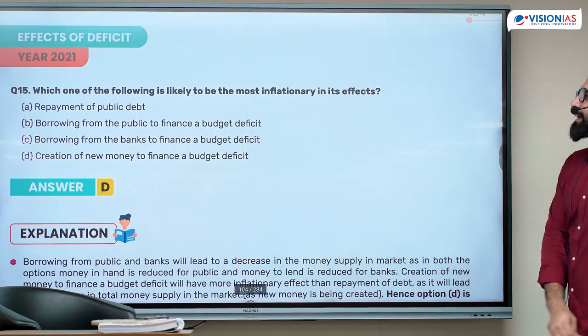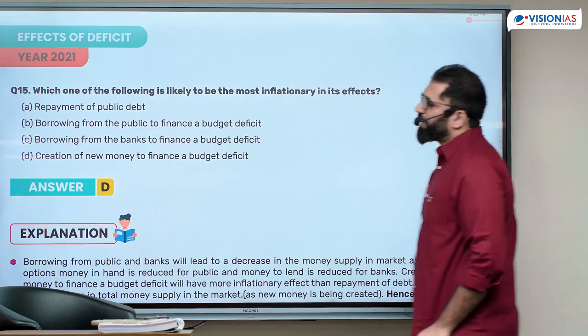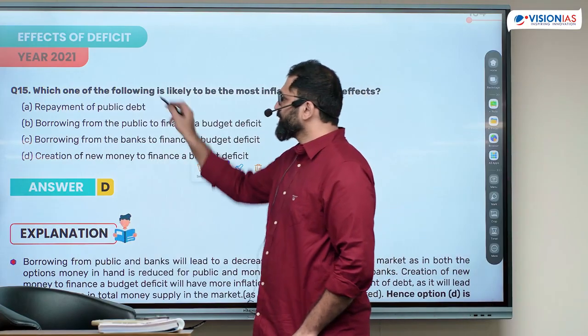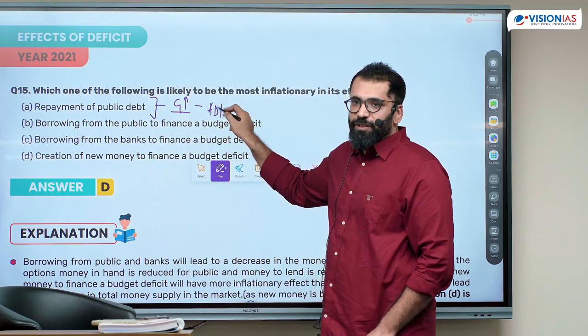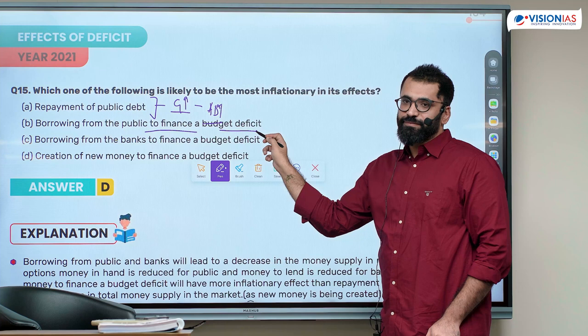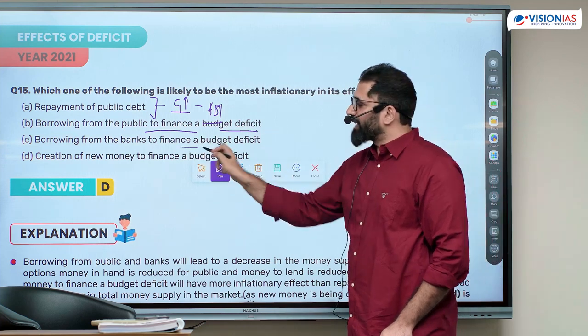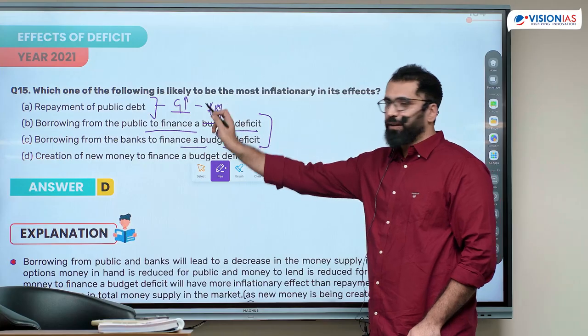Which of the following is likely to be the most inflationary in its effect? Repayment of public debt. This is a government expenditure. Aggregate demand will rise, demand pull inflation. Borrowing from public to finance a budget deficit. Borrowing from banks to finance a budget deficit. Both of them would be expenditure only. Again, the same thing here.